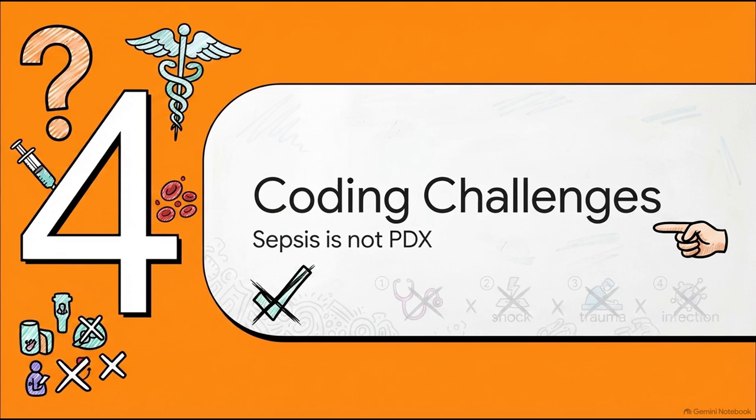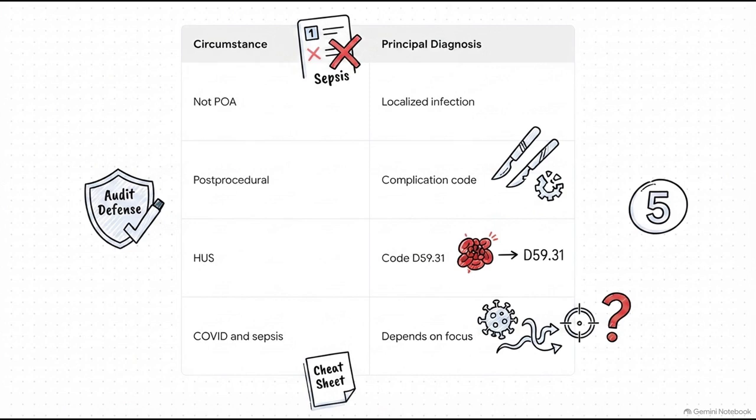That brings us to Section 4, the 5 non-PDX exceptions. We've established the baselines, so now for the climax of this explainer. The 5 crucial scenarios where standard rules are just thrown right out the window, and sepsis is deliberately not the principal diagnosis. Think of this as your ultimate audit defense cheat sheet. We actually already covered Scenario 1, sepsis not present on admission. Scenario 4 is also pretty straightforward. If sepsis isn't the primary focus of care, it can't be the PDX. But Scenarios 2, 3, and 5, those are highly specific clinical situations that frequently trip up even the most experienced coding teams. Let's look closer.